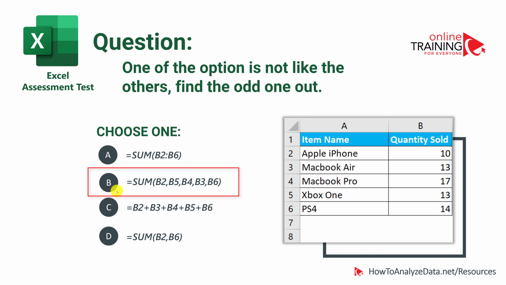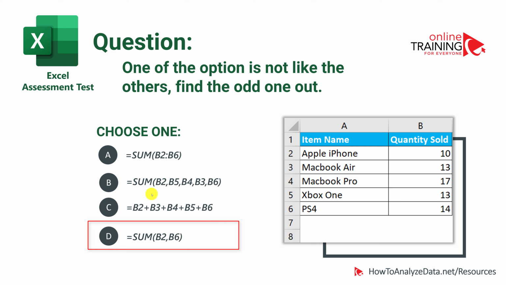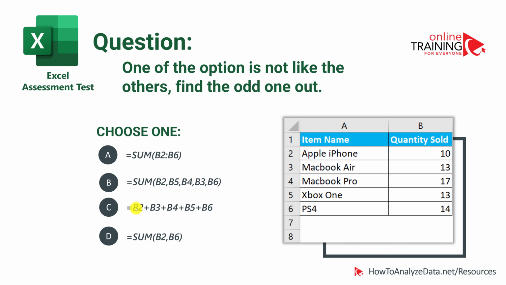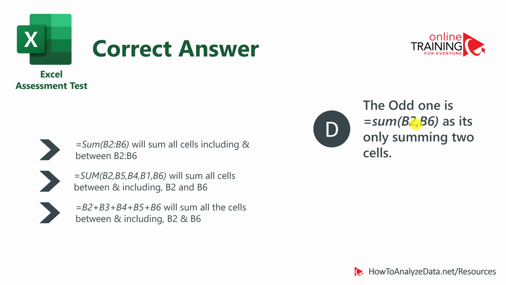The interesting thing is that the odd one is the one that doesn't lead to the same sum of the values, to the same result, which is choice D, because in that choice only two values are being added, B2 and B6. In all other choices, A through C, all of B2 through B6, which is B2, B3, B4, B5, and B6 values are being added, and then it results in the sum. So the odd one here is choice D. And it is the odd one because it only adds two values instead of adding all five values. Hopefully you've got this one right, because that was a tricky one.